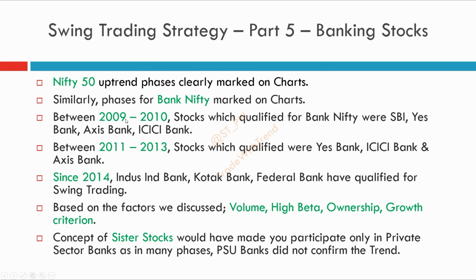Now between 2009, that is March 2009 onwards, and 2010, the stocks that qualified were SBI, Yes Bank, Axis Bank, and ICICI Bank. Similarly, between 2011 and 2013 for the banking sector, the stocks which qualified were Yes Bank, ICICI Bank, and Axis Bank. Since 2014, IndusInd Bank, Kotak Bank, and Federal Bank have qualified for swing trading. So what are the criteria that these stocks have qualified for? Volume, high beta, ownership, and the growth criteria that we have seen for this specific video.